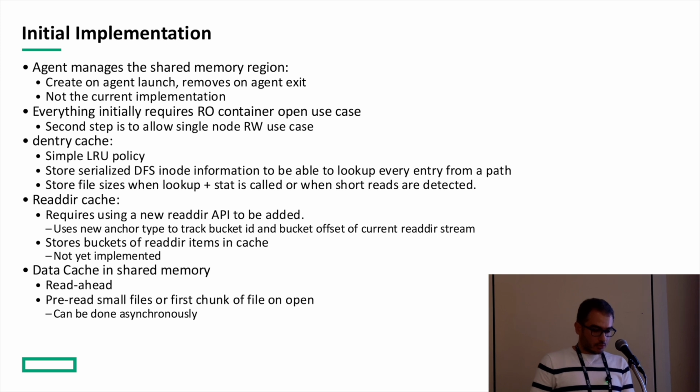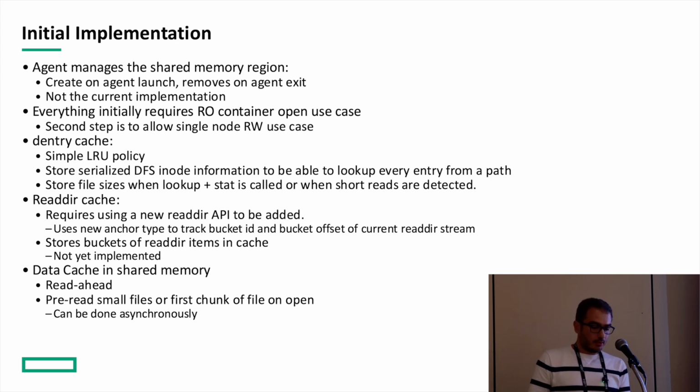The reader cache is in the works, trying to create basically a bucket. We have a new API because the anchor that we use is complicated with DAOS, so we had to build a new anchor at the DFS level to be able to track the ID and the bucket offset in the cache. The idea is to store buckets of reader items there, so as you are reading, once you cross into the next bucket, you read it, you pull it into the cache, and so on.